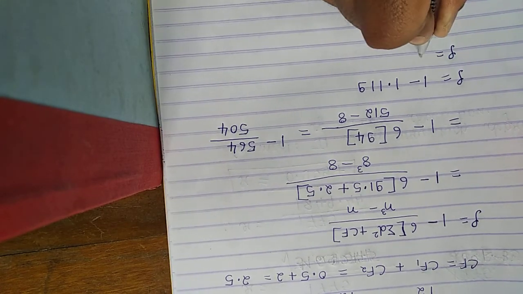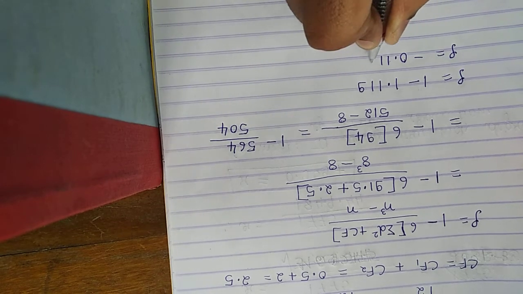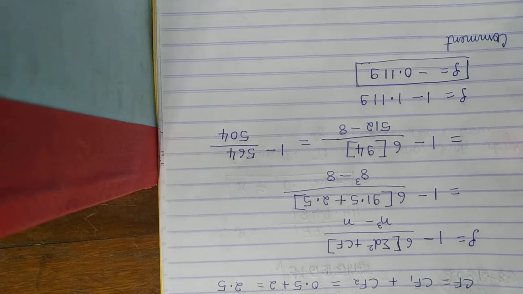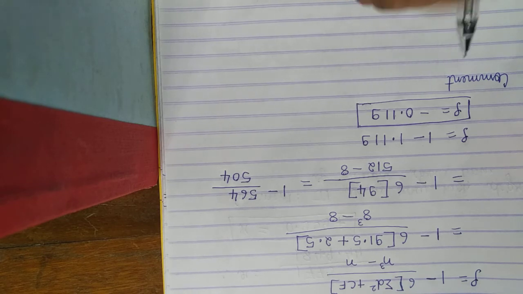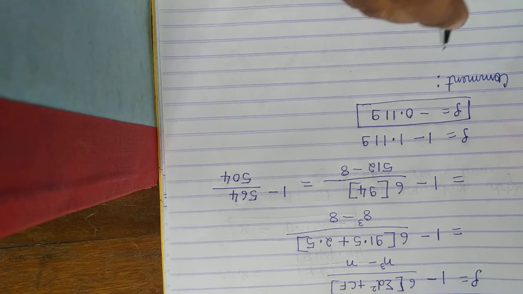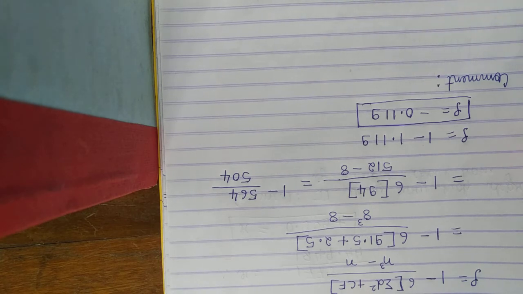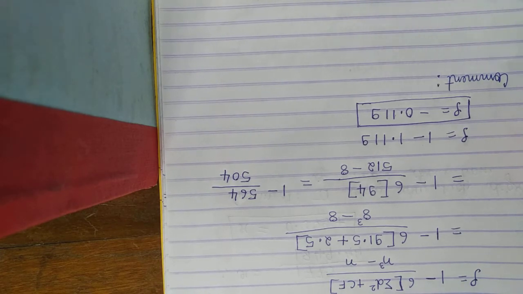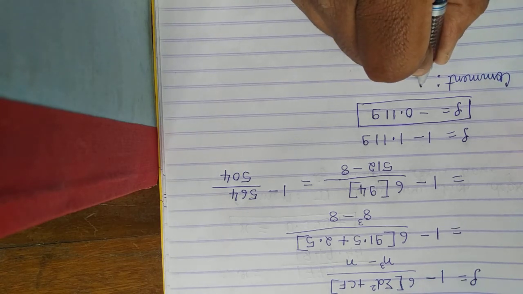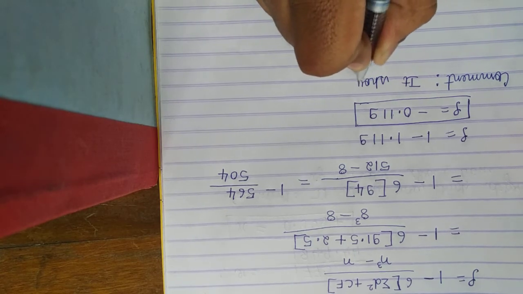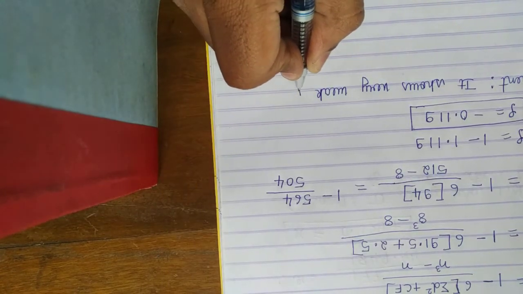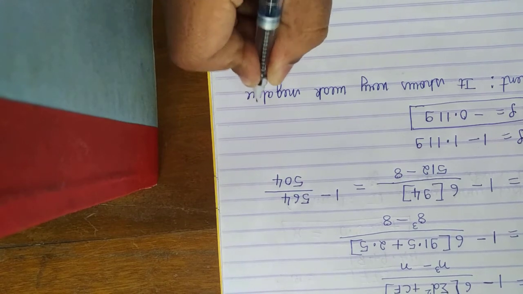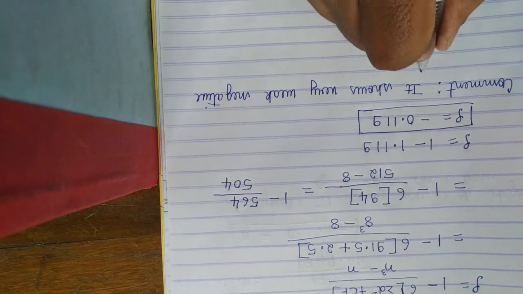So rho is equal to minus 0.119. So this is your answer. Rho equal to minus 0.119. So what is your comment? Always finish your answer, that is the solution, with a comment. Comment: it is a negative sign, so it shows negative correlation. And it is very close to zero, so it is a very weak negative correlation. It shows very weak negative correlation.